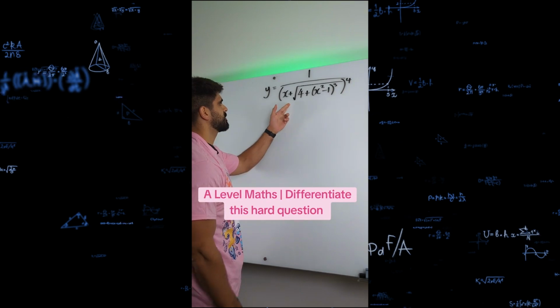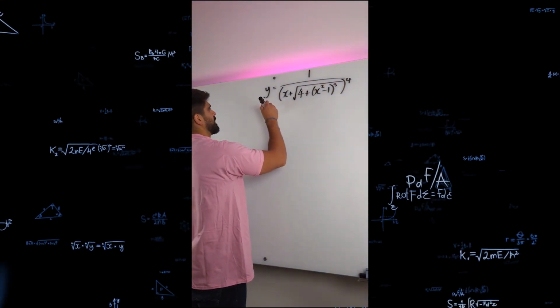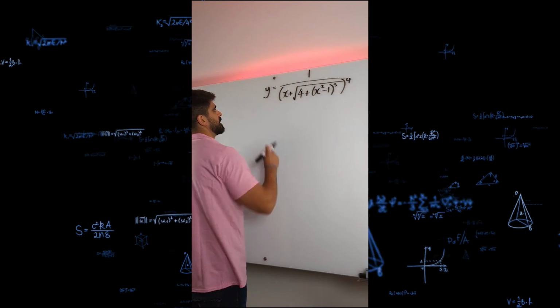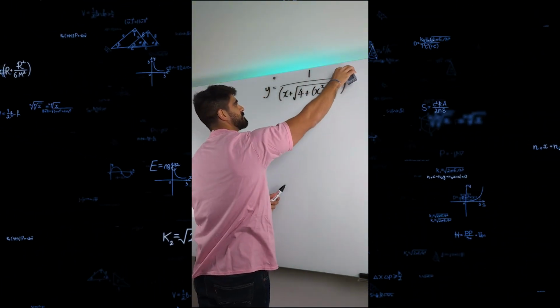So to differentiate this, we can clearly see we have powers. It's a power function, or you guys know I like to call it a Pavan function. And instead of writing the whole thing again, you're going to bring this up. This power is going to become minus 4.